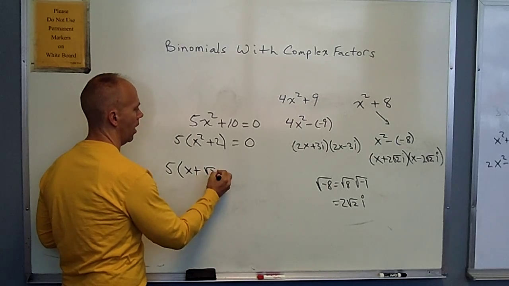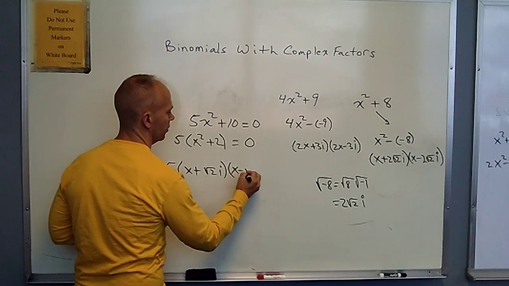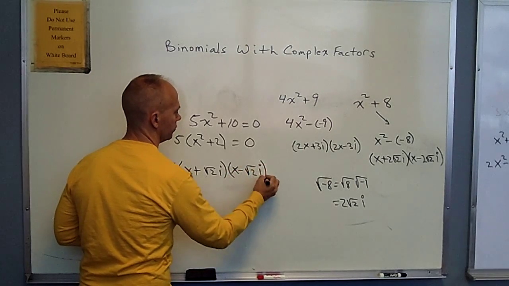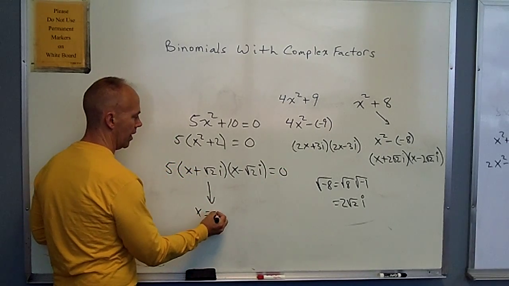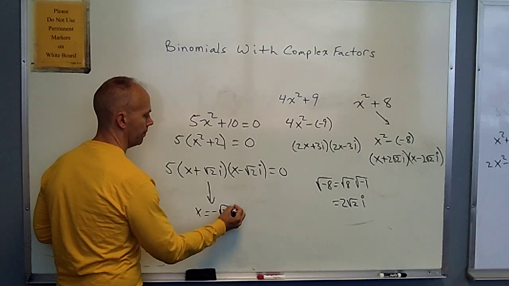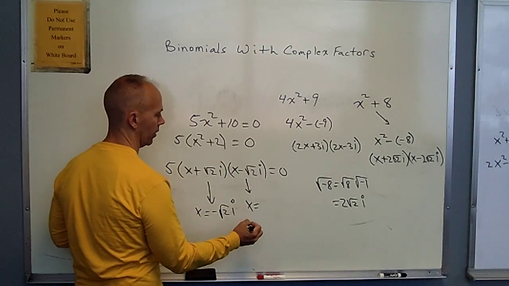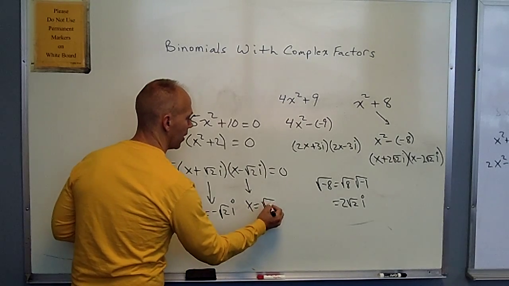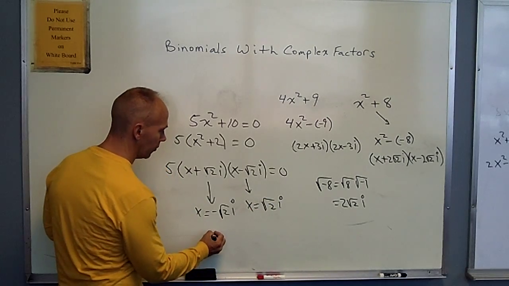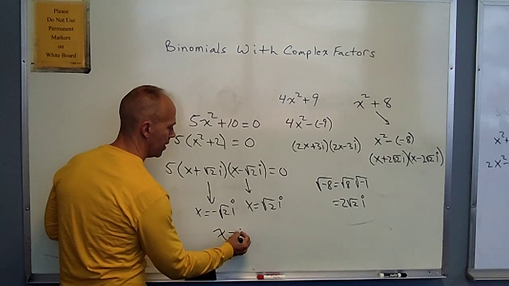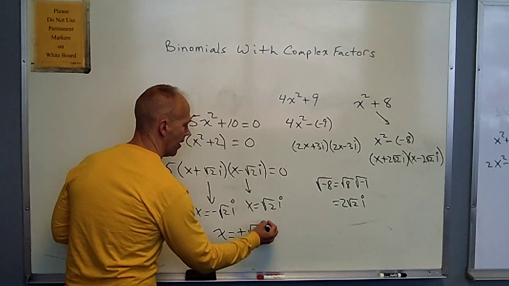So I get x plus the square root of 2i, x minus the square root of 2i. And solving this, setting each factor equal to 0, I get x is equal to negative radical 2i, and x is equal to positive radical 2i. Say that again. X is equal to positive radical 2i. Which I can write a little bit more succinctly as plus or minus radical 2i.